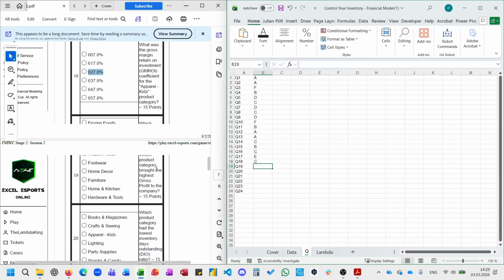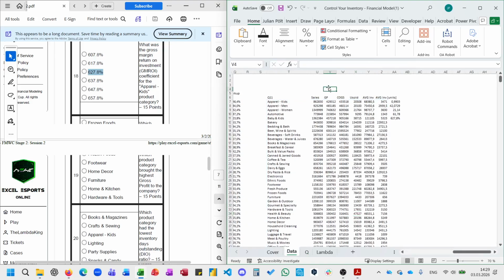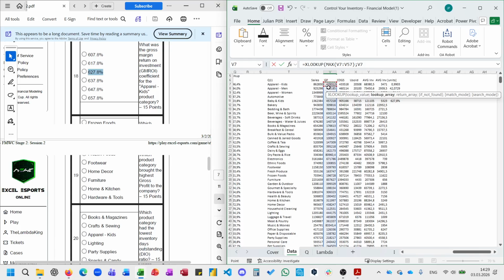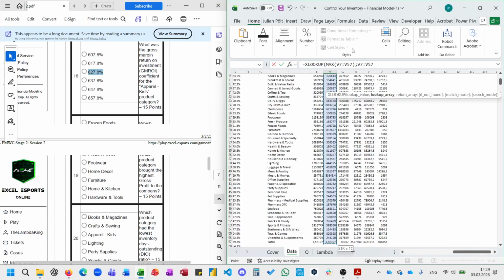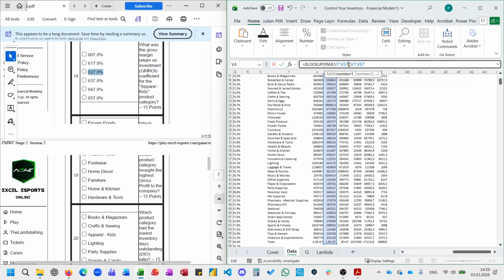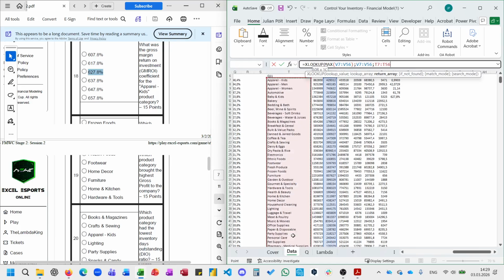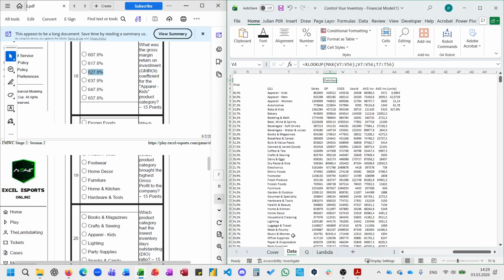Question 19. Which product category brought the highest gross profit to the company? So XLOOKUP maximum of gross profit by product category. I hate this total. I hate totals. And it's furniture, and furniture is A, B, C, D.